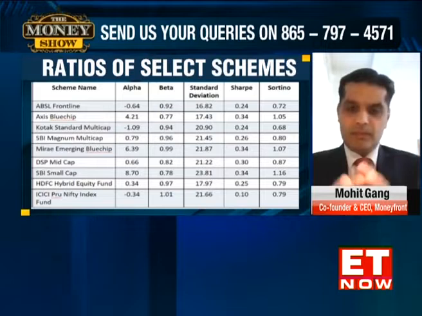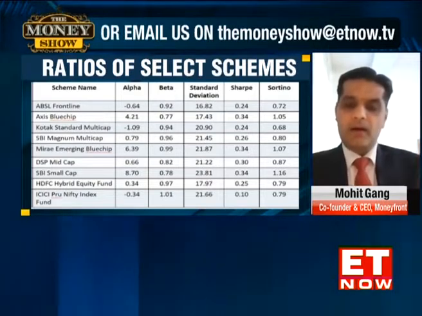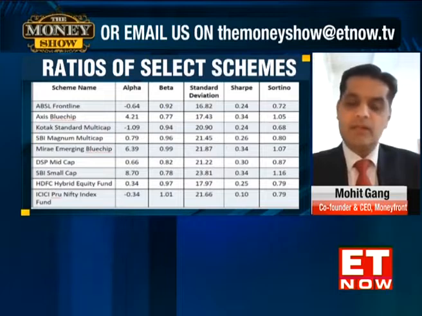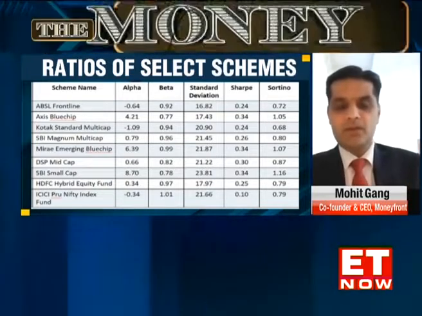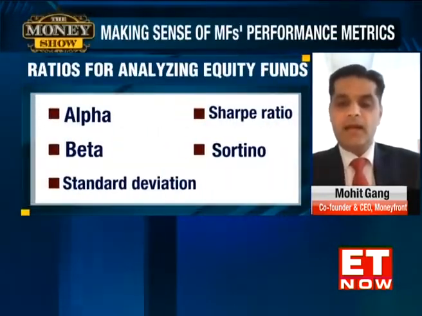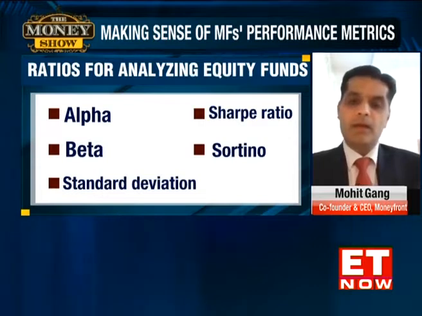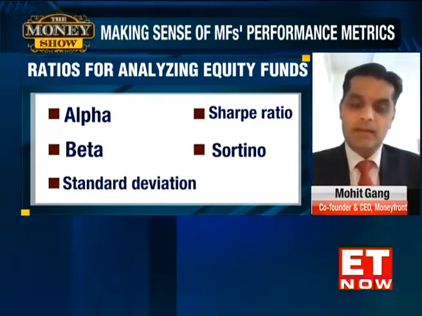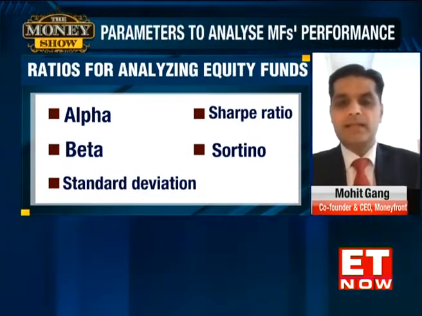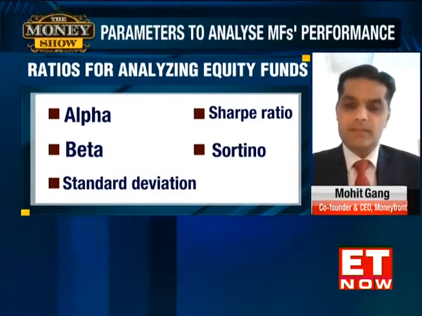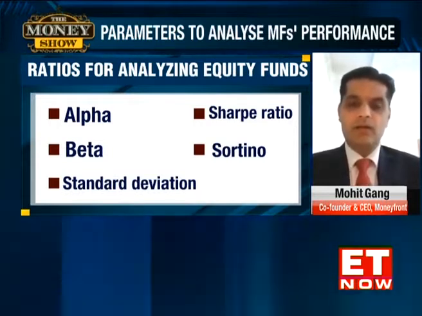So if I were to just summarize everything, Alex, alpha is excess return generated over the benchmark. Beta is like sensitivity towards the benchmark. Standard deviation is the measure of volatility, and Sharpe and Sortino are measures of risk adjusted returns, and Sortino is downside risk adjusted returns, basically. So that's how you interpret all the ratios.